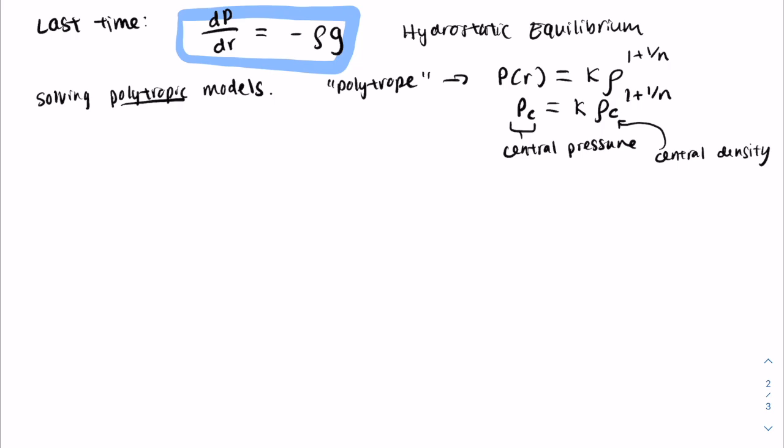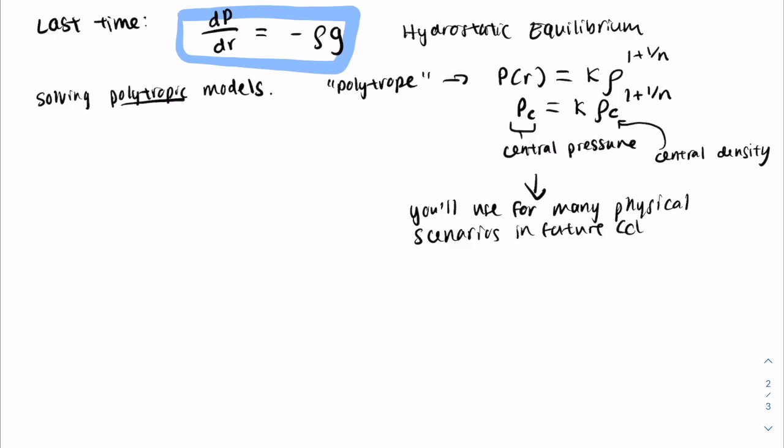And then this entire 1 plus 1 over n expression is called the polytropic exponent. These equations, with different values of n plugged in, are used to describe several astrophysical scenarios. So you might use these quite often. If you've taken stars or if you take stars in the future, you'll probably use it for stars. But you can basically use it for any spherically symmetric object that follows a rough relationship of this exponential form.